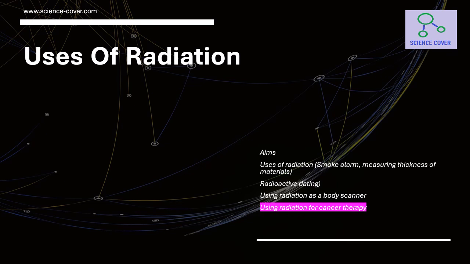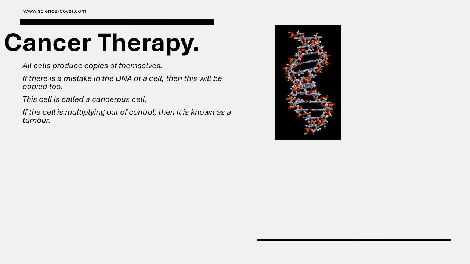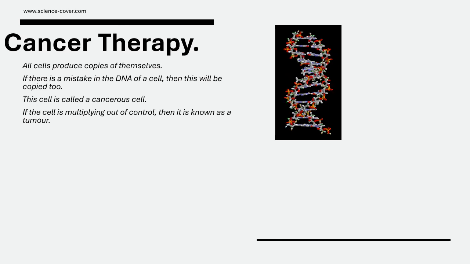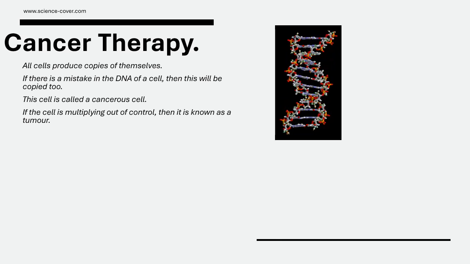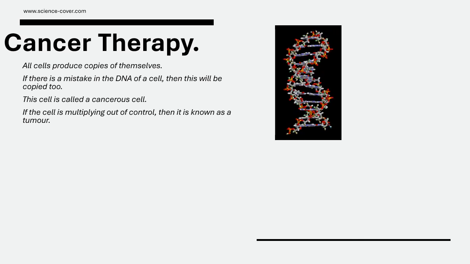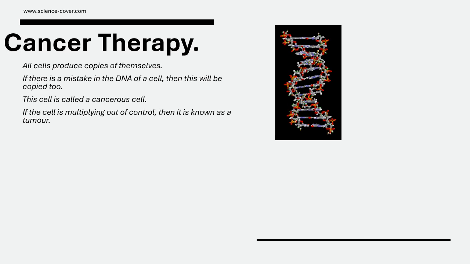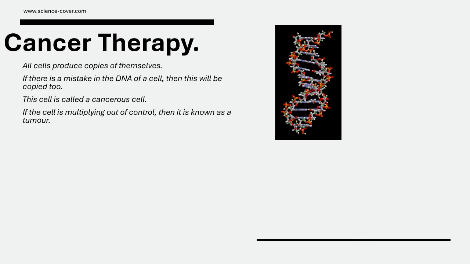Now let's look at how radiation is used in cancer therapies. All cells produce copies of themselves. But if there is a mistake in the DNA of the cell, then this will be copied too. This is what we call a cancerous cell, a cell producing copies of itself when it has incorrect DNA. If the cell is multiplying out of control, then it's what we know as a tumour.